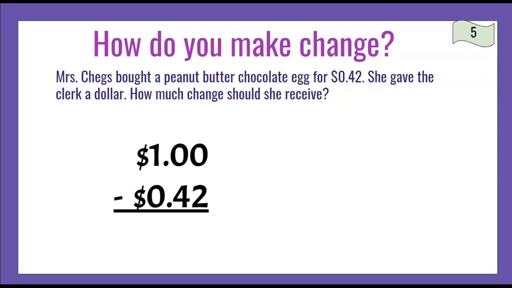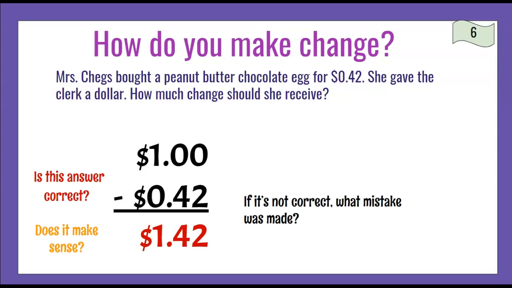Mrs. Cheggs bought a peanut butter chocolate egg for 42 cents. She gave the clerk $1. How much change should she receive? Again, we have the bigger number up top, and we have minus 42 cents from it. Notice I have $0.42. So I got the answer of $1.42. Is this answer correct? Does it make sense? If it's not correct, what mistake was made? Go ahead and record your answer.